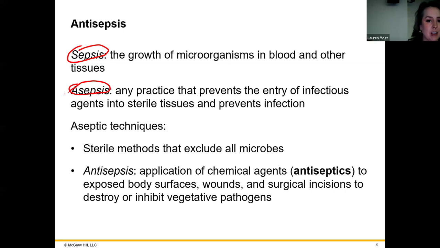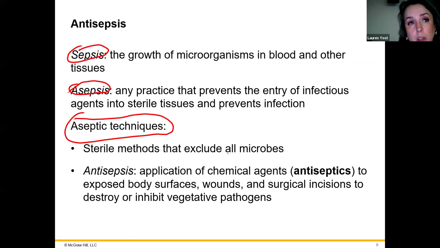In aseptic techniques, especially when we're talking about in medicine, these are supposed to be sterile methods that exclude all microbes. Now, I want to point that out, because this is going to be something related to what we do on our test. When we talk about aseptic technique in the lab, we're talking about getting rid of all microbes, like preventing contamination with all microbes. We are not concerned with only pathogens, right? In the lab, we're concerned about contamination with any microbes at all. So remember that, that is a difference, okay?